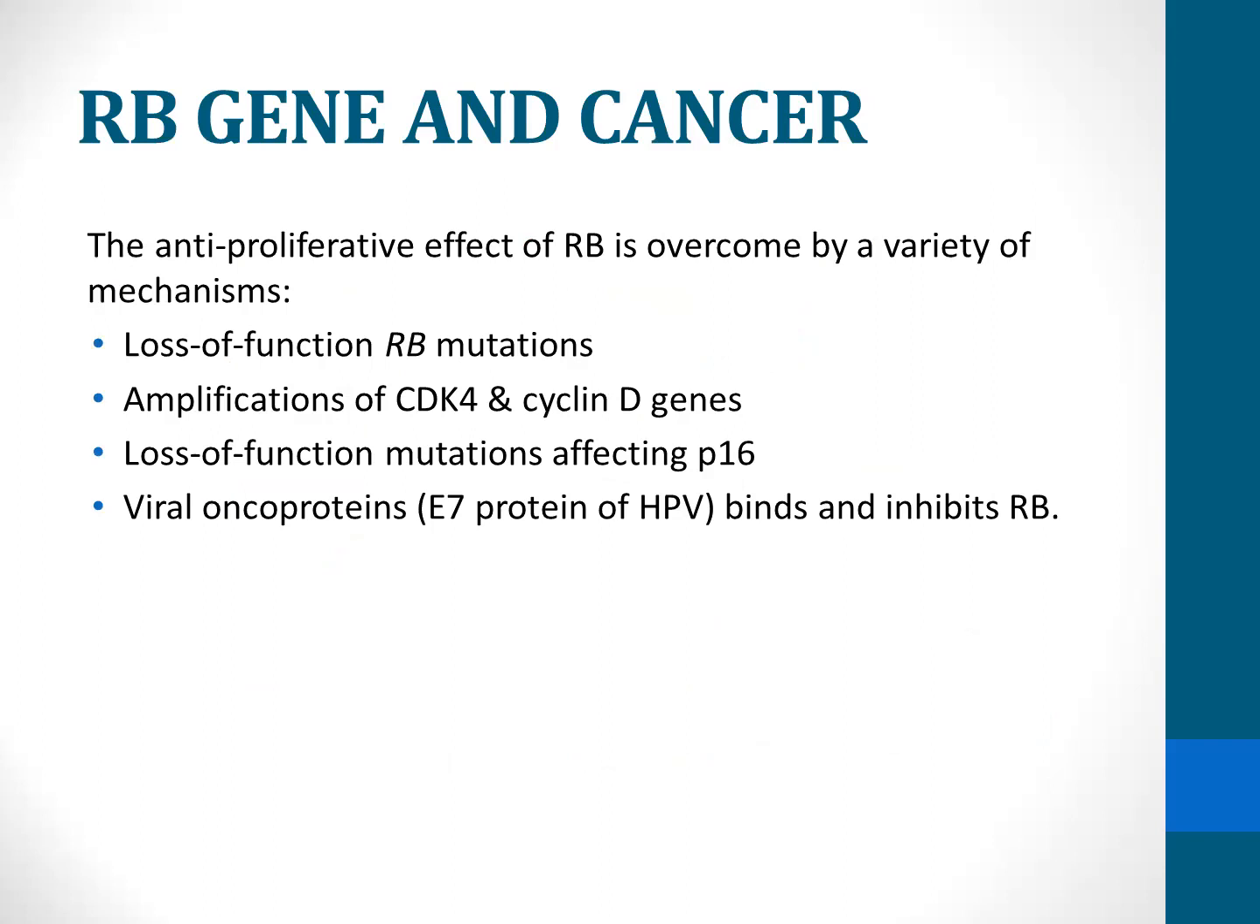Other mutations can also occur in cases of retinoblastoma. These include loss of function mutations affecting P16. P16 is an inhibitor of cyclins, which are inhibitors of retinoblastoma. Viral oncoproteins like E7 also bind and inhibit the retinoblastoma gene. So when the retinoblastoma gene is inhibited, it allows the cell cycle to progress.